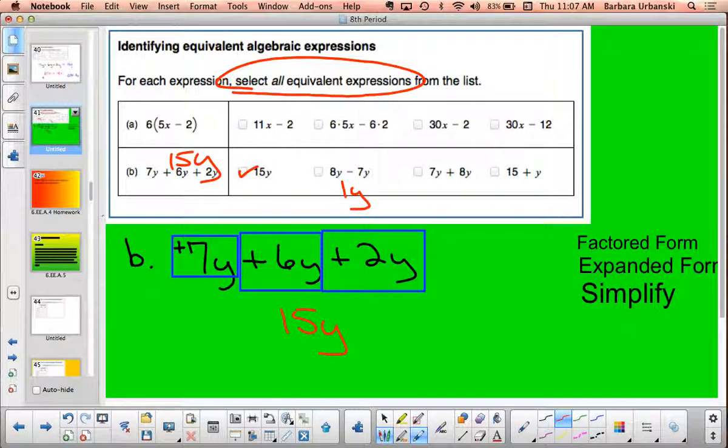Take a look at the third choice. We have 7y's plus 8y's. Those are like terms. Coefficients add up to 15, and we have 15y. They have the same last name. We can combine the terms. The last one is 15 plus y. We have 2 terms. 15 is a constant. Y would be our variable. They are not like terms. We cannot combine them. Therefore, our only choices would be the first and the third. And that's it. We would be done.